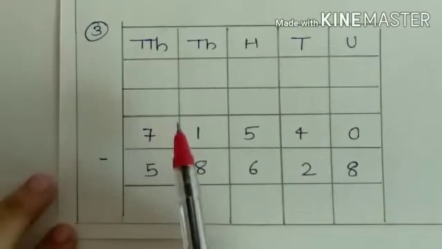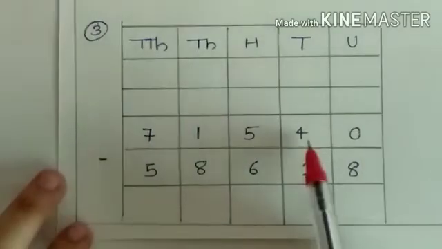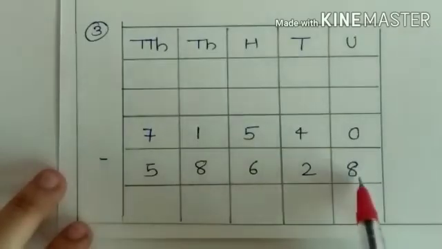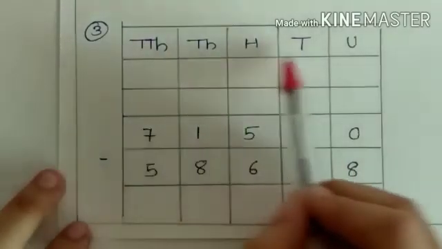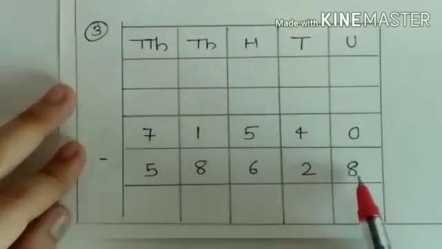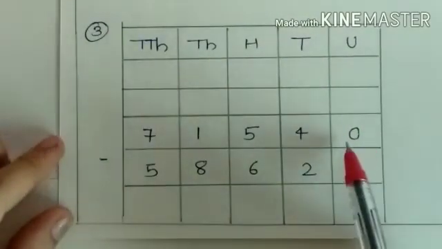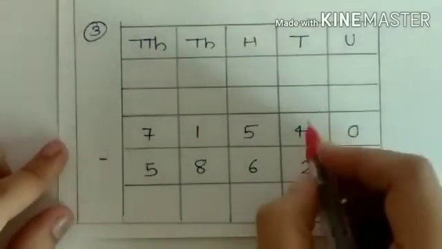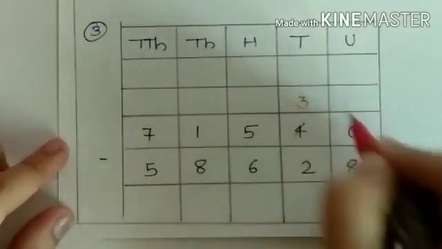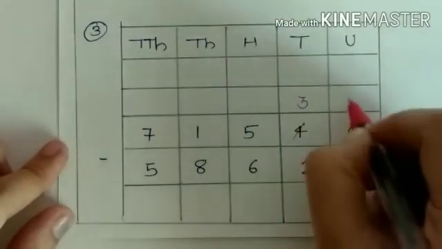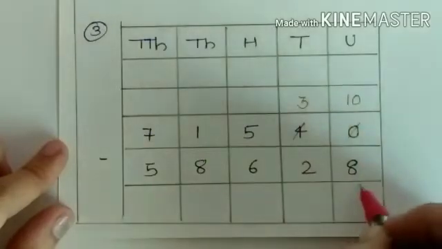Question number 3. 71,540 minus 58,628. We will always start from the units place. 0 minus 8, as we can't subtract 8 from 0, we will borrow 1 from the tens place. Now in the tens place, 4 tens become 3 tens and in the units place, 0 becomes 10. As 10 minus 8 is equal to 2.